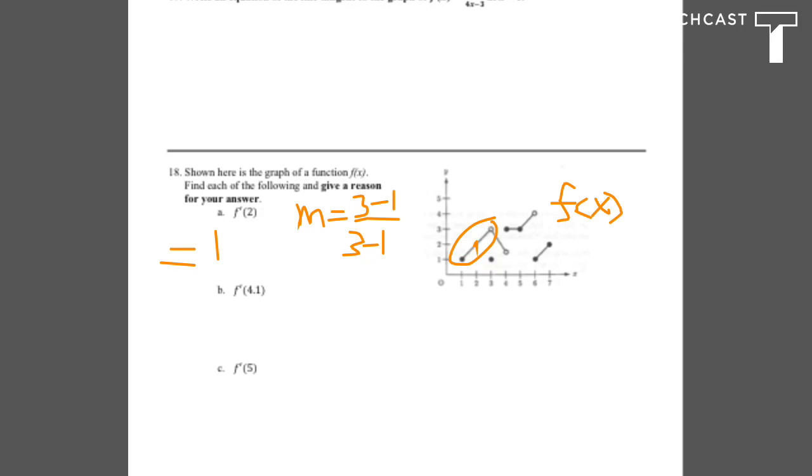Here, I've been asked for f prime of 4.1. That means the slope of the graph of f at the place where x equals 4.1. Well, when x equals 4.1, everywhere between x equals 4 and x equals 5, my function is this little horizontal line segment. The slope of a horizontal line segment is 0. So that's my explanation.